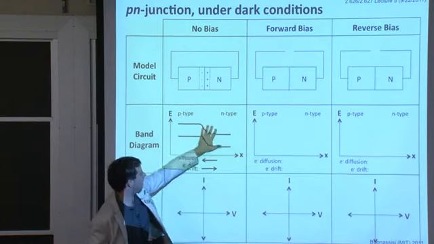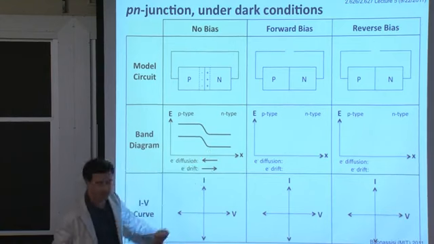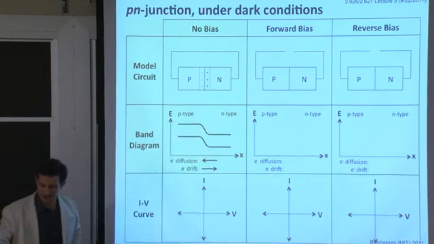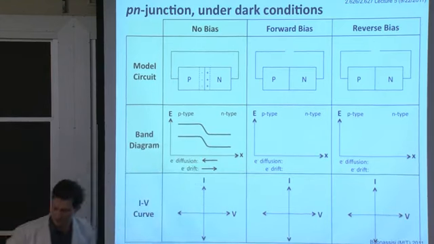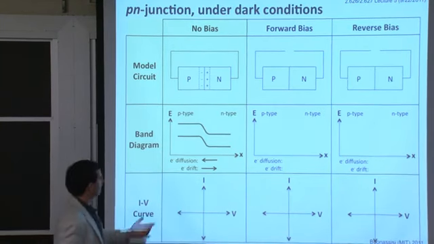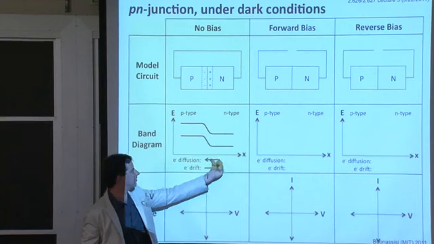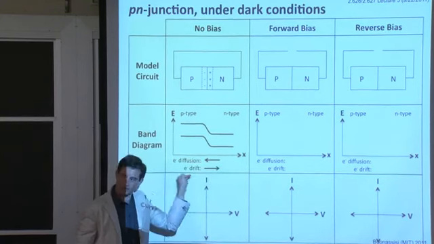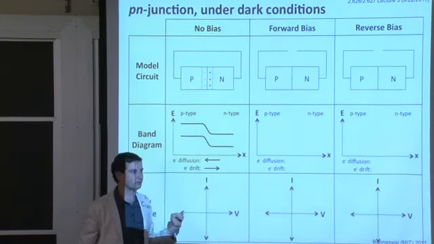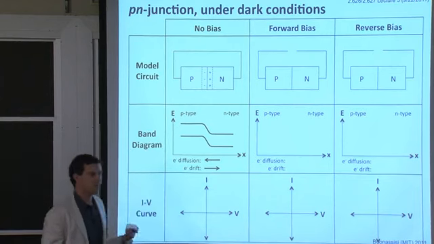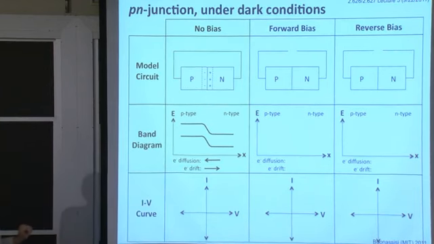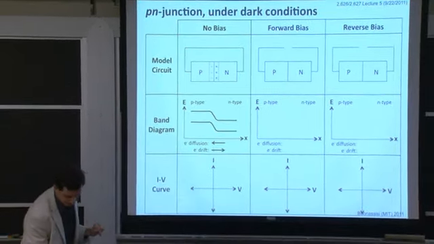Note that the net current flow inside of the device, in the absence of an external excitation like light or a battery pack over here, an external bias voltage source, is zero, because electron diffusion is pointed in that direction and electron drift is pointed in that direction. Okay? All right, good.